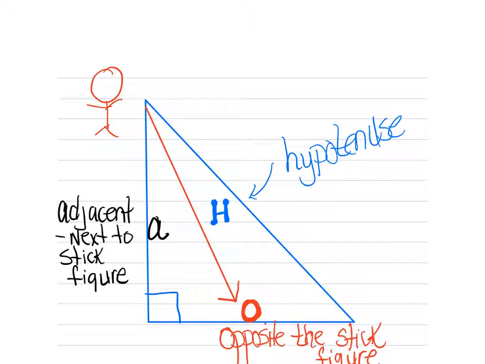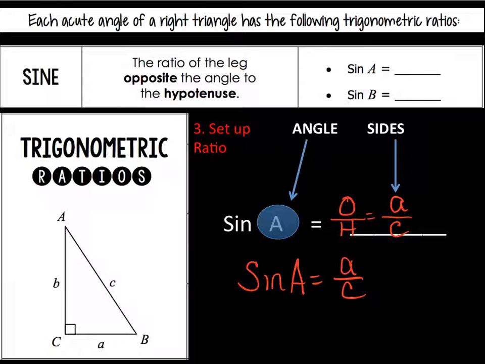Let's just practice labeling the triangle. Again, here is my stick figure right here. Here is my hypotenuse. It is always across from the right angle. Here are the legs of my triangle. It makes up the L. So where my stick figure is, the beginning of my L from my stick figure is adjacent. And then the other part of my L, which is far away from where I'm standing, is going to be my O. So we're going to name our triangle all the time H, O, and A.